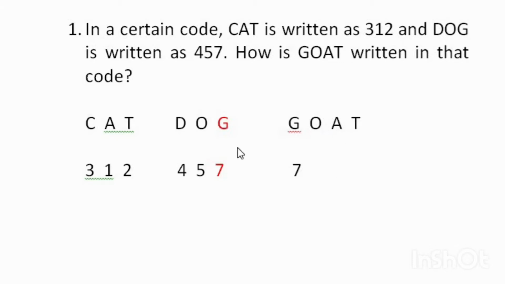Similarly, the code for O is 5. Similarly, the code for A is 1. We got it from the word cat. So A can be coded as 1. Now the code for T. T can be coded as 2. We got it from the word cat. So God can be coded as 7512, and which is the answer. So the answer is 7512.